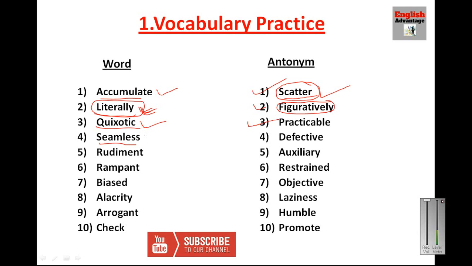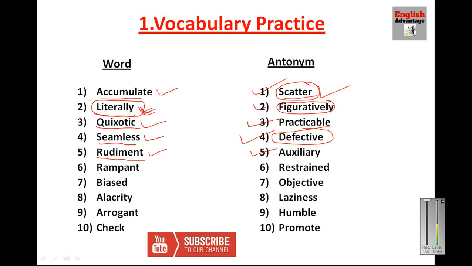Now let us look at the next word, seamless. If something is seamless, it's completely perfect, it's completely faultless, there is no fault in it. So that is why the opposite of this word will be defective. It is faulty. Seamless means something that doesn't have any fault. Now this word I have taken, this is also a very important word, rudiment. Rudiment means something very fundamental or very basic. At the same time, auxiliary means additional. It doesn't make part of the whole thing. So auxiliary will be the antonym of this word.